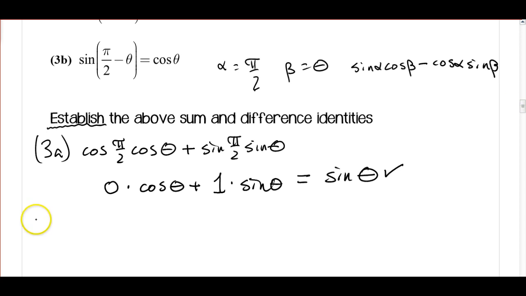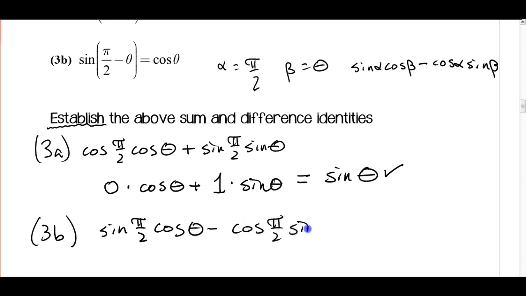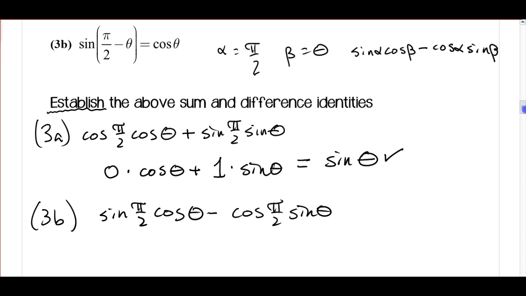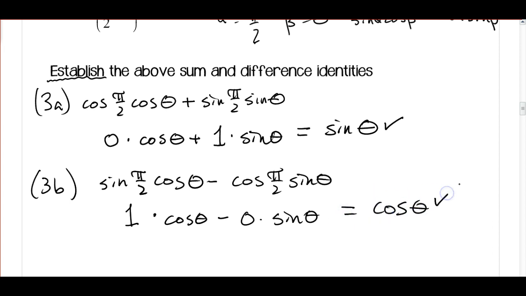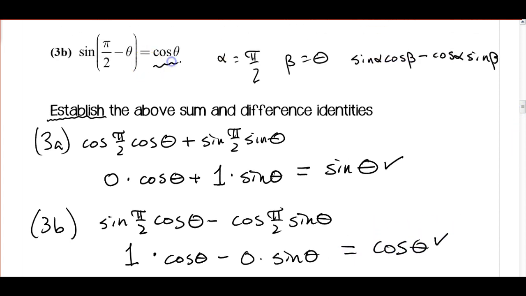And then let's go ahead and do this for 3b. So we've got sine pi over 2 times cosine theta minus cosine pi over 2 times sine theta. Again, we know the sine at pi over 2 is 1 times cosine theta, minus cosine at pi over 2, which is 0, times sine theta. And when we simplify, we just get cosine theta, which again is what we were looking to get up here.